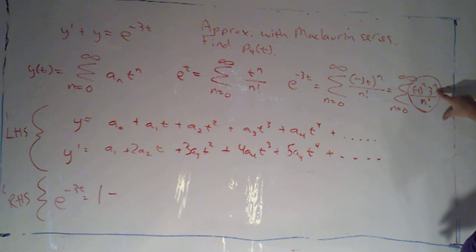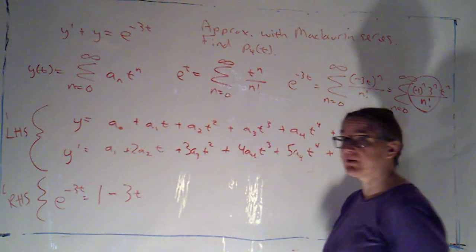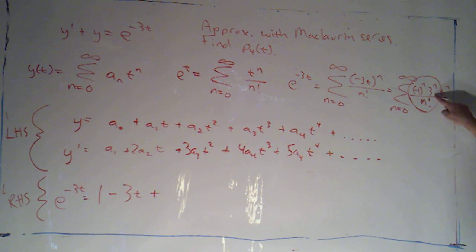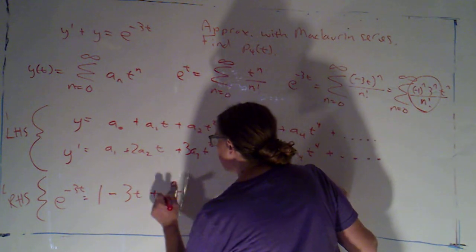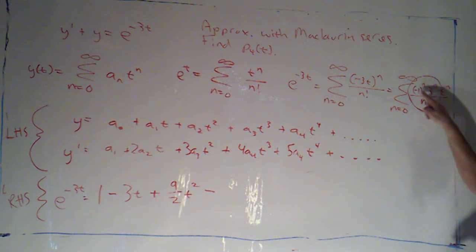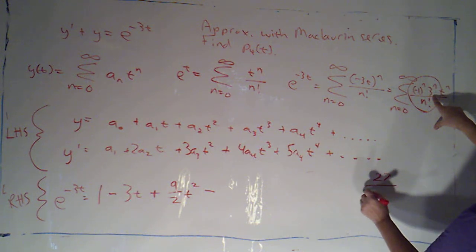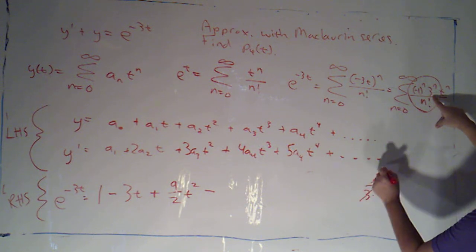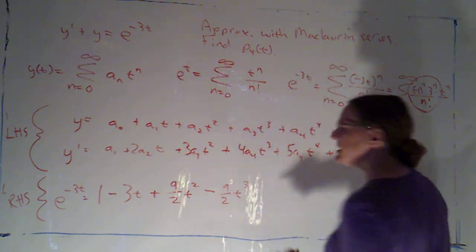My coefficient is going to be 3 to the first over 1 factorial, so that's just 3 over 1, so I get 3t. Plus, the next term is positive. 3 squared over 2 factorial is just 2 times 1, so that's going to be 9 over 2 t squared. Minus, the next term is negative. Now here, I'm getting 3 cubed, which is 27, over 3 factorial, which is 3 times 2 times 1. I can cancel a 3. So I'm going to get minus 9 halves t cubed.